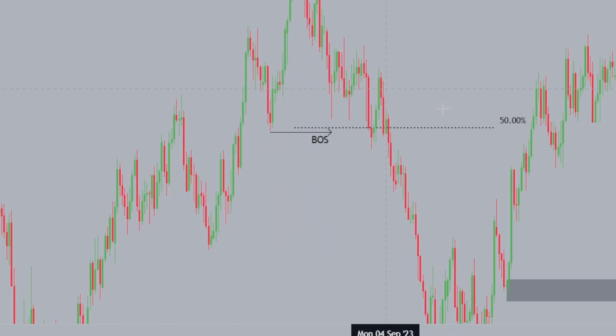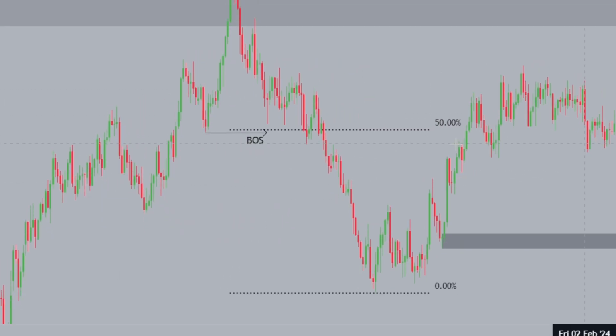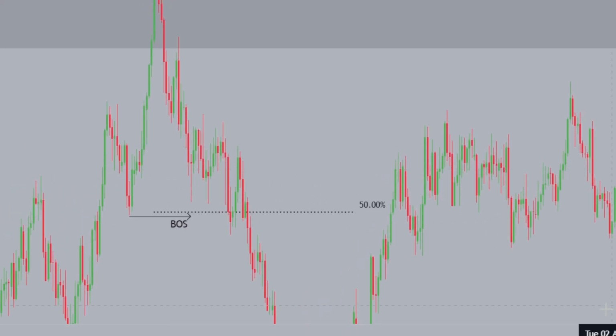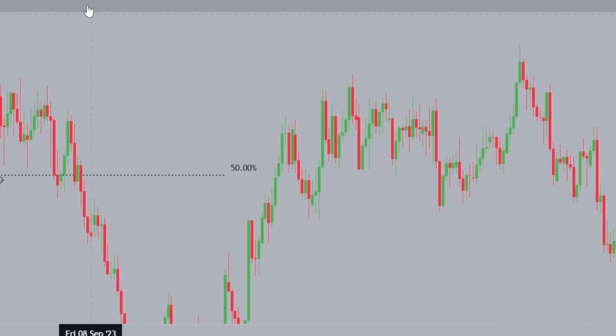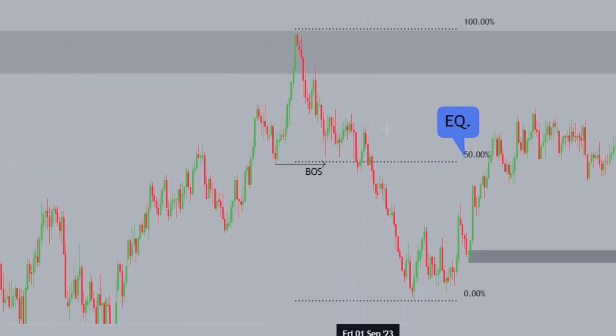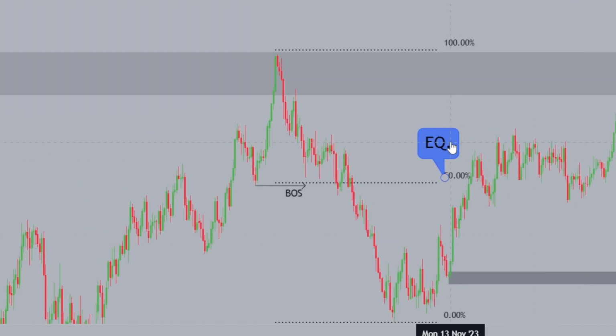Now that we've had our break of structure over here, it's important to understand, from a premium and discount array, from a PD array point of view, we've seen price head above this equilibrium point over here, right? So this is the EQ, or the equilibrium. So it simply represents the midpoint between this swing high and this swing low. So this is the equilibrium.